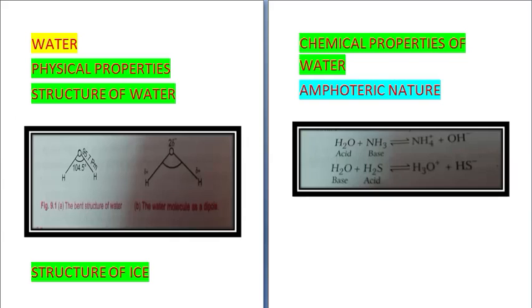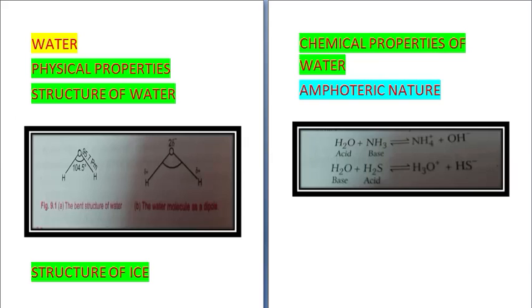Now if you look at the structure of water, it has a bent structure and the angle between two hydrogen atoms is 104.5 degree. Bond length is 95.7 pm. The water molecule is a dipole in which the two hydrogen atoms have delta positive charge, whereas oxygen has 2 delta negative charge on it.